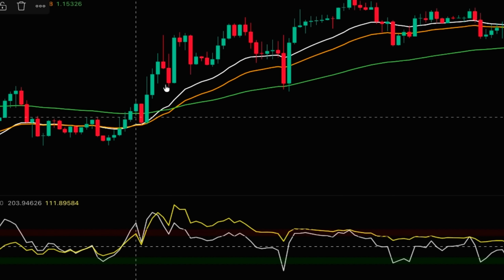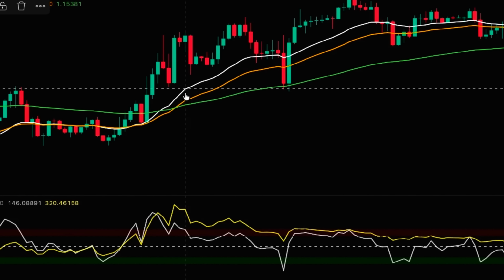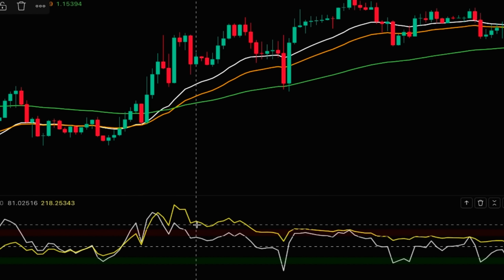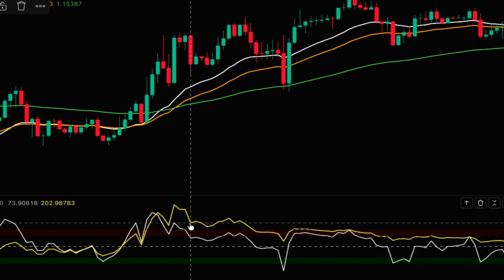You can see that the price went above the green line, and after that the orange line and white line are also above the green line. And when we check yellow CCI, we can see that the yellow CCI line is also above the center line. So we have different signals that an uptrend is probably forming on the chart, and now we should find a good trading opportunity to enter a trade.